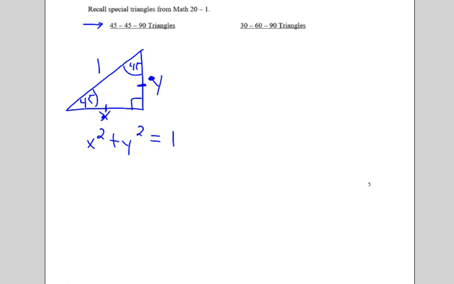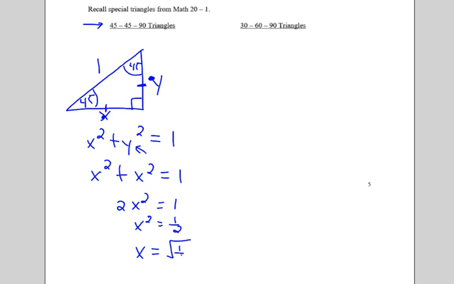So I've got it written as x and y, but instead I'm going to say x squared plus, y is the same as x, so I'm just going to call that x squared again, is equal to 1. x squared plus x squared would be equal to 2x squared is equal to 1. So x squared is equal to a half. So then x is equal to the square root of 1 over 2.